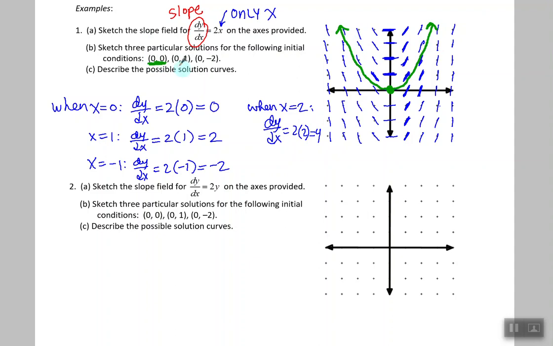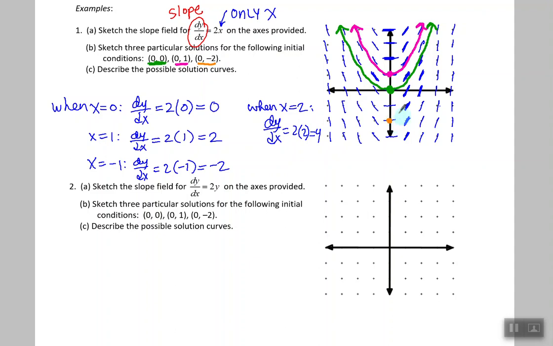Now, what if my initial condition was 0, 1? How would that look differently? Let's go up to 0, 1. Notice that the slope is 0 there, but as I go to the right, the slopes are positive and get steeper, and as I go to the left, the slopes are negative and get steeper, and therefore it looks like that.